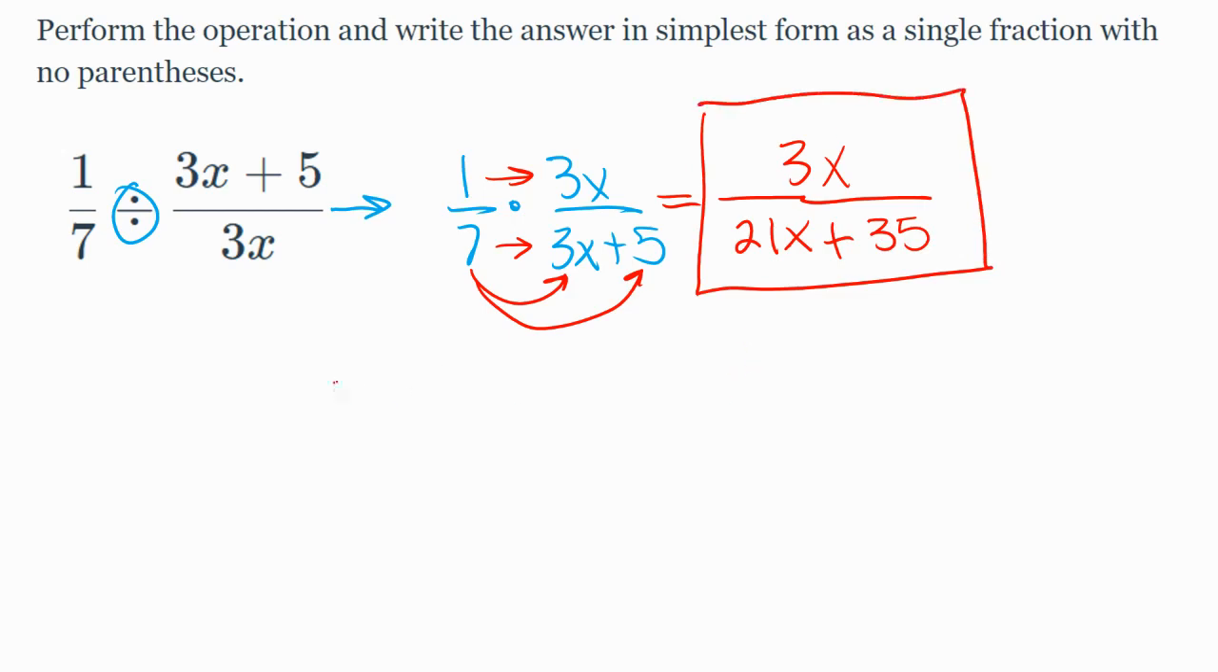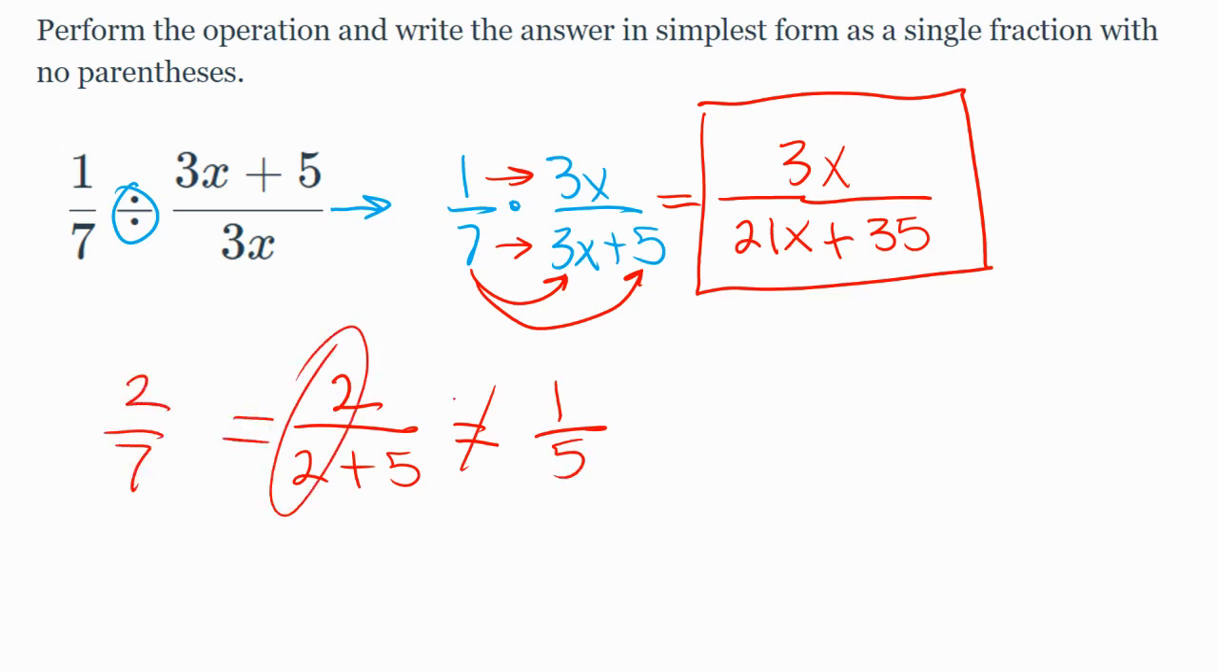It would just be like if you had 2 over 2 plus 5. That is not 1/5. It is 2 over 7. So you can't reduce these 2's because that would be impossible. Just like we can't do that here. You got to stop right there.